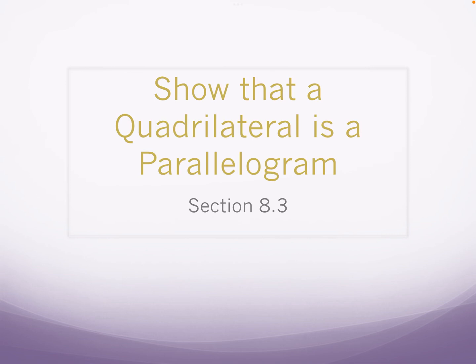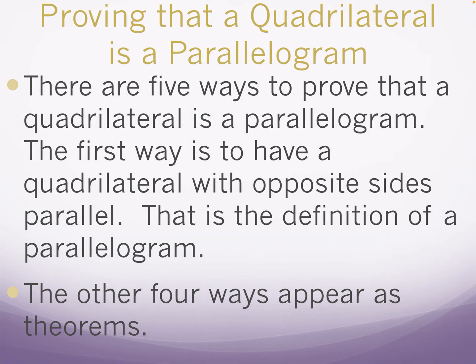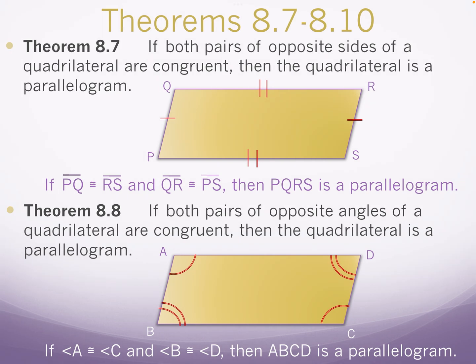This is section 8.3. We're going to show that a quadrilateral is a parallelogram. There's 5 ways to prove that a quadrilateral is a parallelogram. The first way is to have a quadrilateral with opposite sides parallel. That's the definition of a parallelogram. The other 4 ways appear as theorems. So we're going to look at 4 theorems in this section.